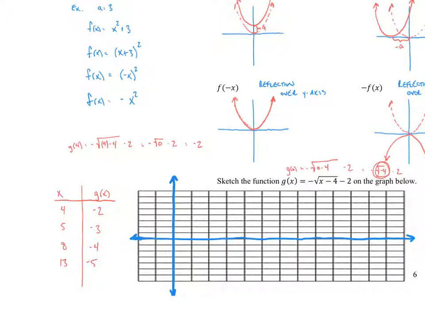So I've got the point 4, negative 2, that's right there. I've got the point 5, negative 3, that's right there. 8, negative 4, and 13, negative 5.